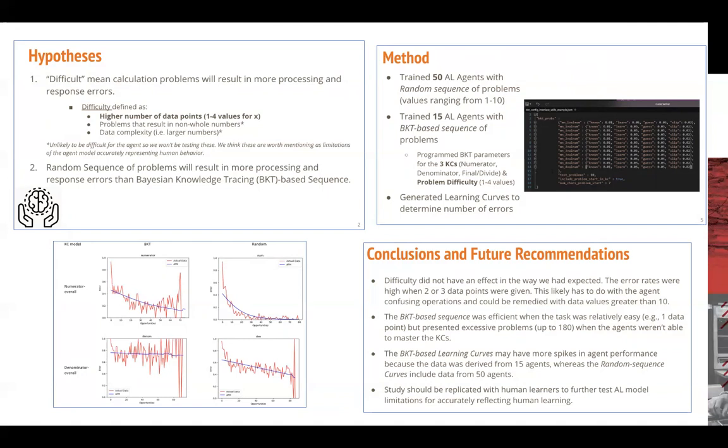As you can see on here, we define difficulty as something very specific. So again, I come from a learning design background. My colleague is an instructional designer. So we identified difficulty as something that includes the data complexity. So larger numbers would presumably be more difficult for human learners. Problems that would result in non-whole numbers would also presumably pose challenges for human learners.